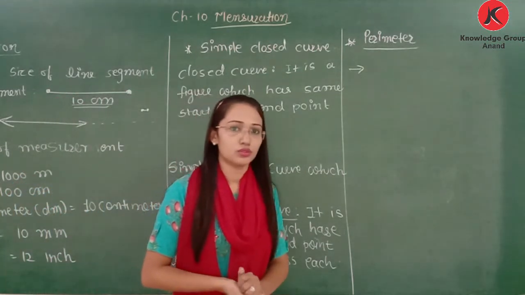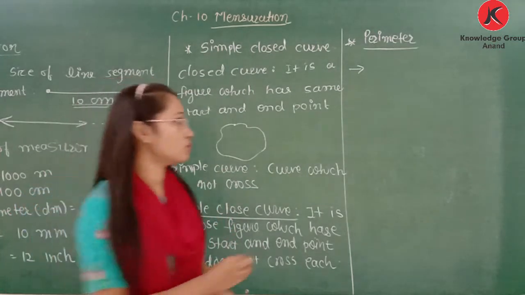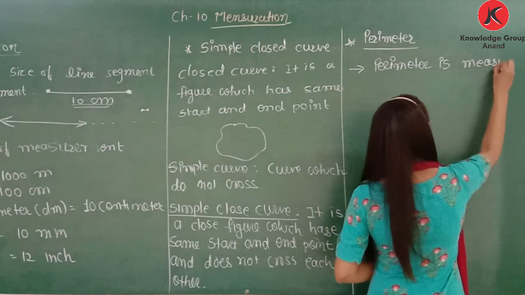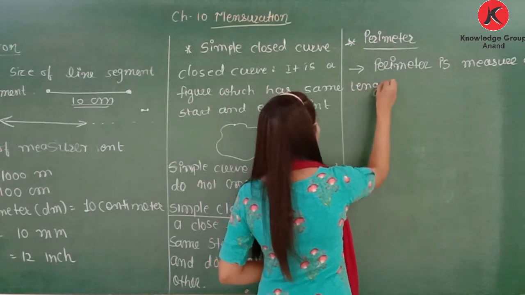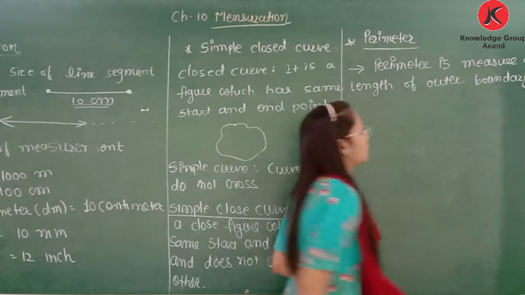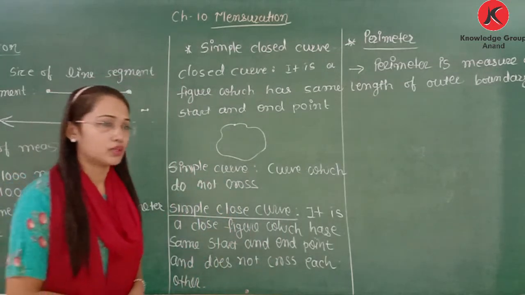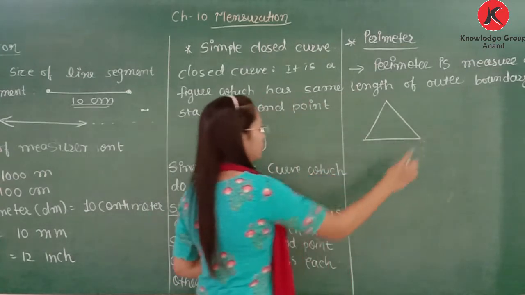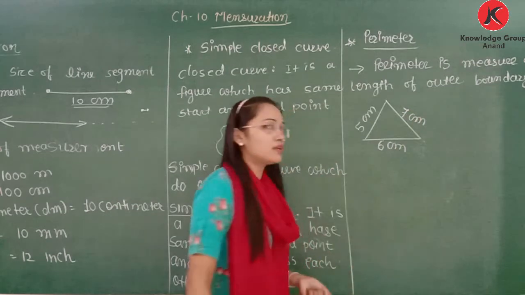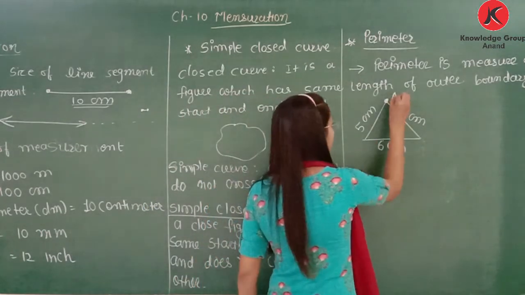Now next is the perimeter. What is a perimeter? Perimeter is the measurement of the length of the outer boundary of a geometrical shape. If you take any paper and measure the length of the boundary, that will be the perimeter of that paper. If we consider any shape, for example a triangle, if we draw a triangle and consider that this side is 5 cm, this side is 6 cm, and this side is 7 cm, what will be the perimeter? We need to start from one starting point. You can start from here or from here. So let's consider these as A, B, C.